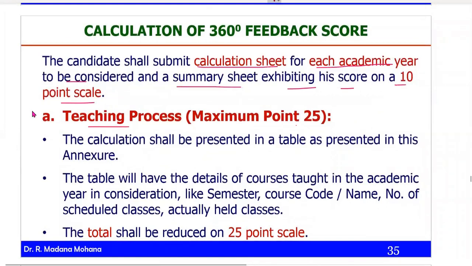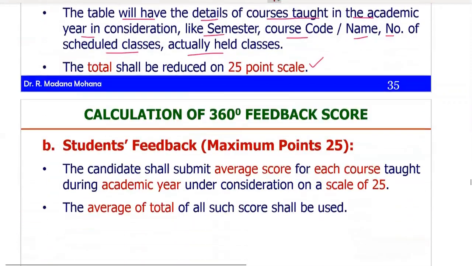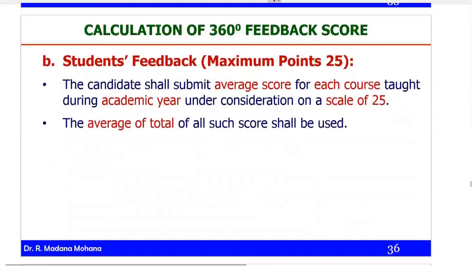teaching process, maximum weightage 25 points. The calculation shall be presented in a table as presented in this annexure. One example is included. The table will have the details of courses taught in the academic year and semester wise, then course code, course name, number of scheduled classes, number of actual classes held. Then the total shall be reduced to a 25-point scale. That is teaching process.